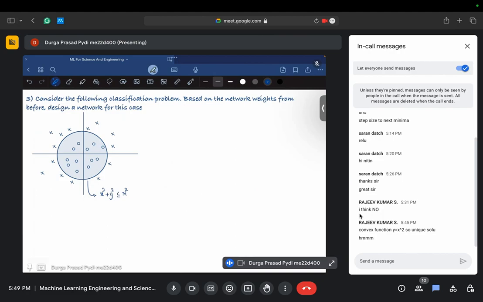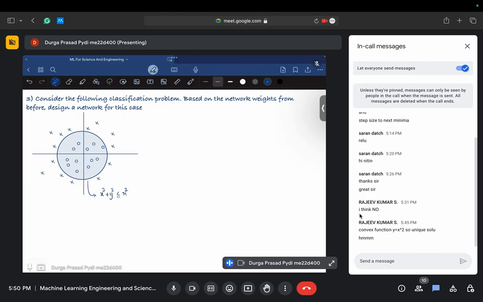If you see, the circles here correspond to one particular kind of data, and the cross marks are for another kind of data. So essentially there are two classes. Say the circles are class 0 and the cross marks are class 1. So I want to differentiate between these two. What I am trying to do with a neural network is trying to approximate this particular circle here. That is given by this relation x square plus y square less than or equal to r square.